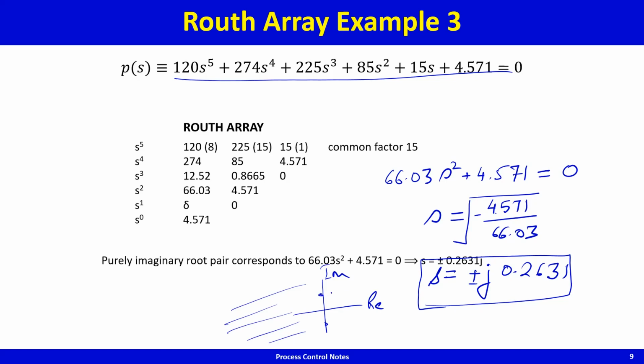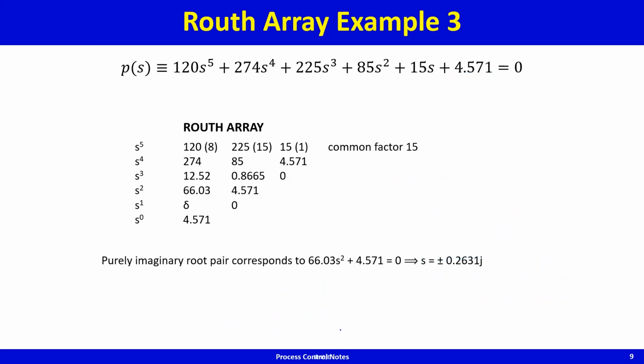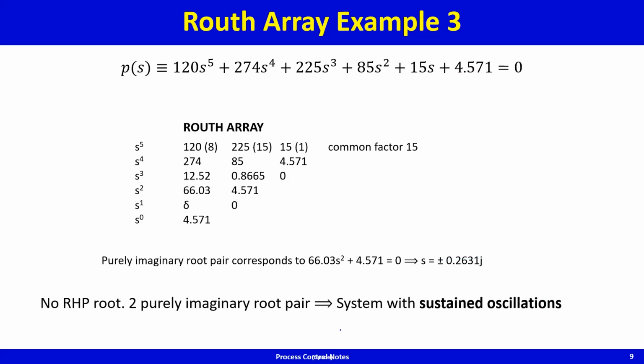If this characteristic equation has been obtained for a particular value of kc, if I crank up kc above that value, then these roots will go into the right half plane and you'll get system instability. Okay, so that's that. So no right half plane root, two purely imaginary root pair, therefore the system will exhibit sustained oscillations.